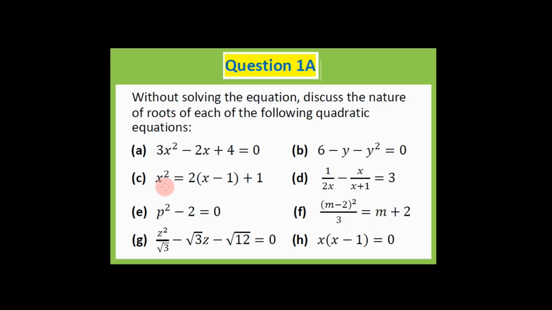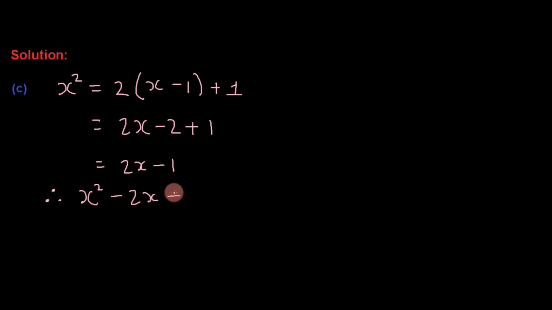Then in C, we have x squared equals 2 into x minus 1 plus 1. The equation is not in standard quadratic form, so we need to write it as such, and we can start by multiplying out on the right hand side. So 2x minus 2 plus 1, and this is 2x minus 1, and we can bring everything to the left hand side. So x squared minus 2x plus 1 equals 0.